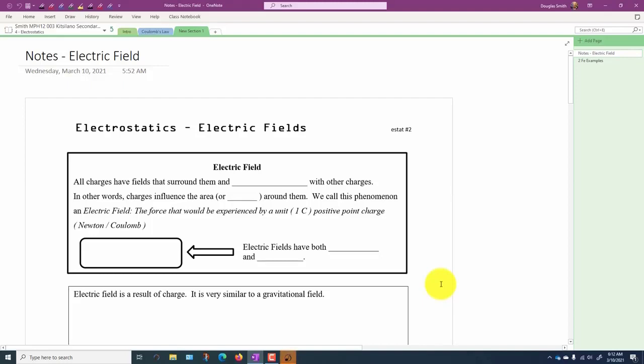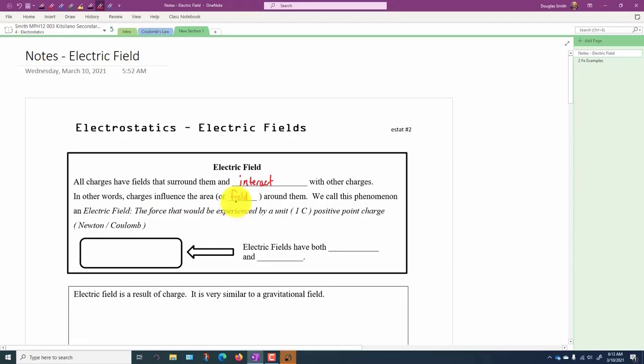Okay, having learned about electric forces, this lesson is about electric fields. So the idea here is that all charges have fields that surround them and interact with other charges. So there's electric fields surrounding charges. In other words, charges influence the area or field around them. And we call this phenomenon the electric field. And it's defined as the force that we do experience by a unit positive charge.